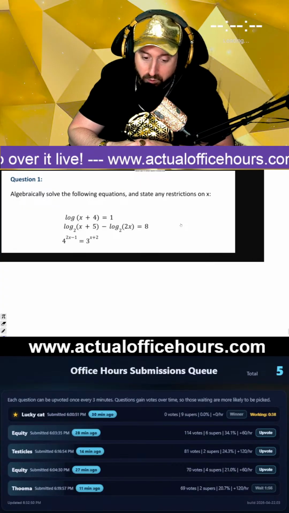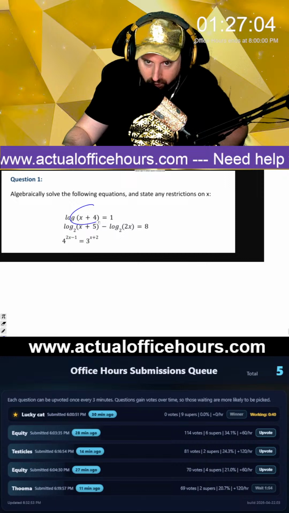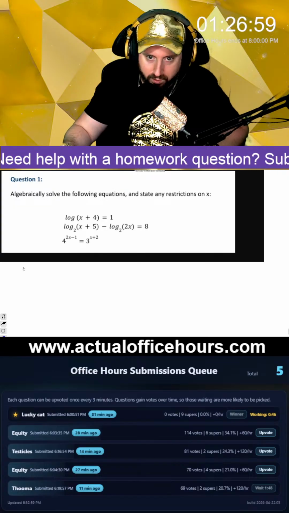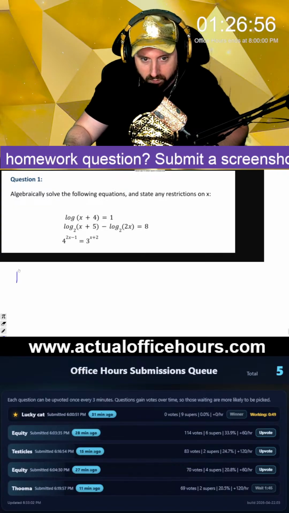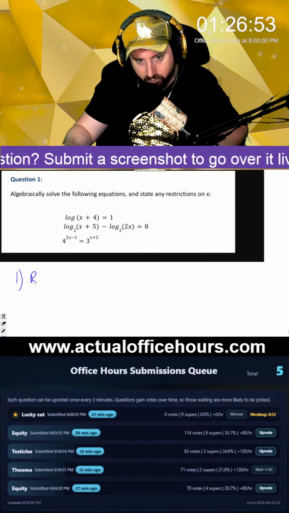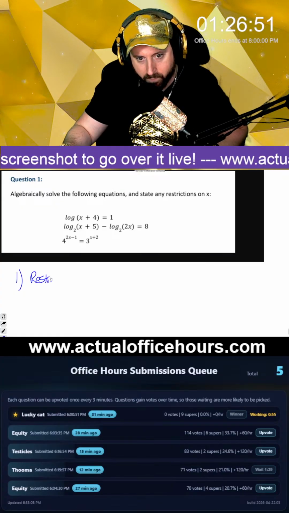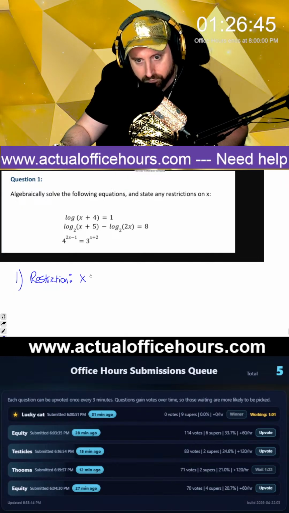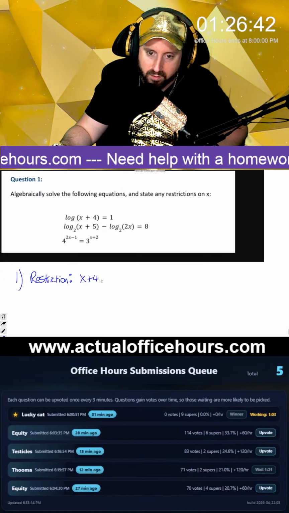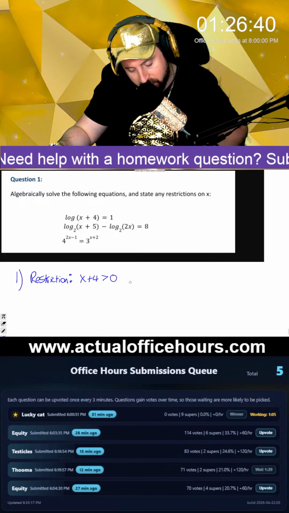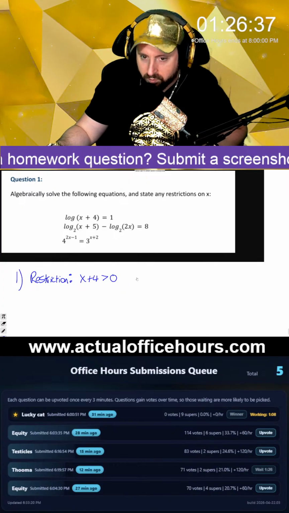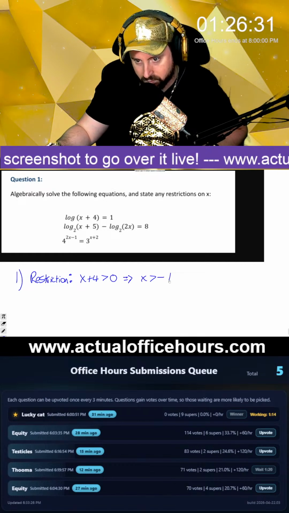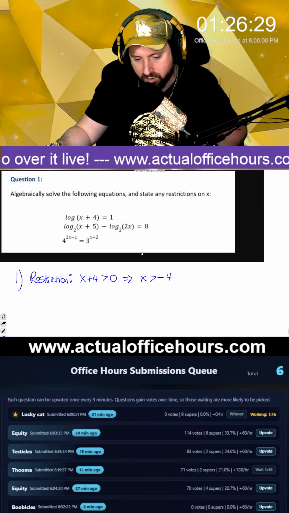So the first restriction, anytime you're doing log of anything, is you can't take the log of 0 or any negative numbers. The restriction right away is that x plus 4 has to be greater than 0. You can't take the log of 0 either. So that means x has to be greater than negative 4.